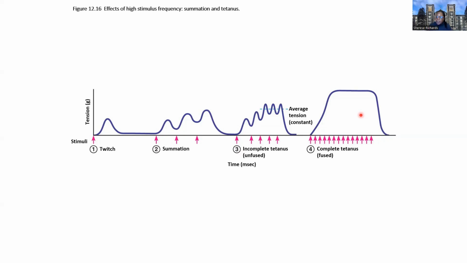Basically just speeding up the action potentials to the point where the muscle does not relax and it just maintains that contraction, right? This can also be compared to muscle spasms. That's what's happening when the muscle begins to spasm: it's not being allowed to relax because it's just continually stimulated.